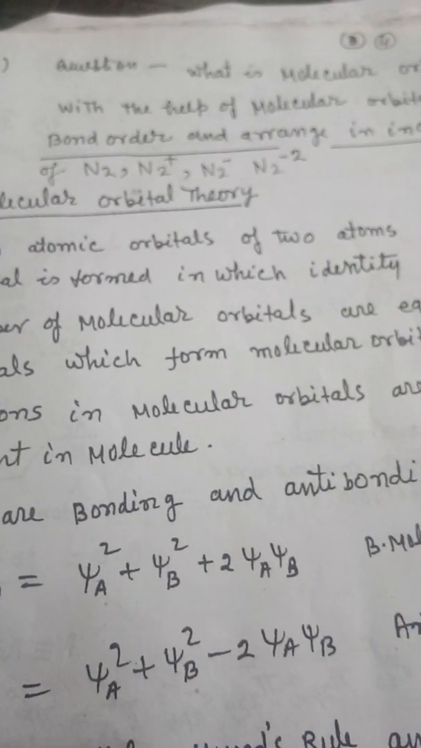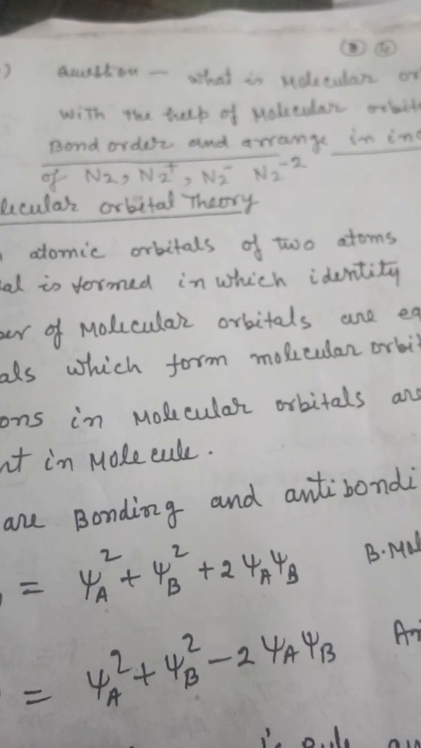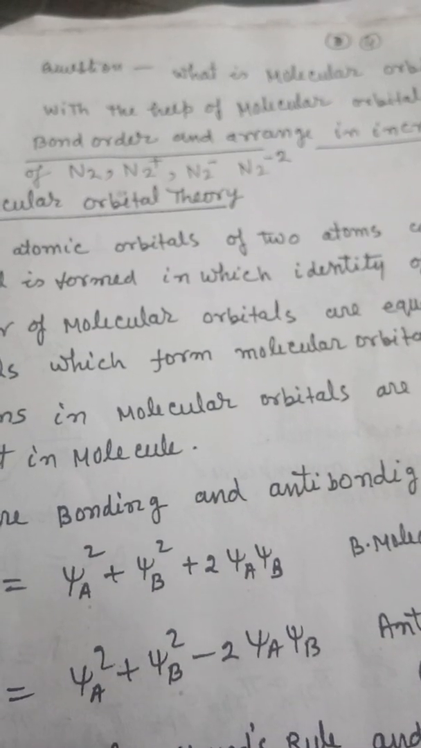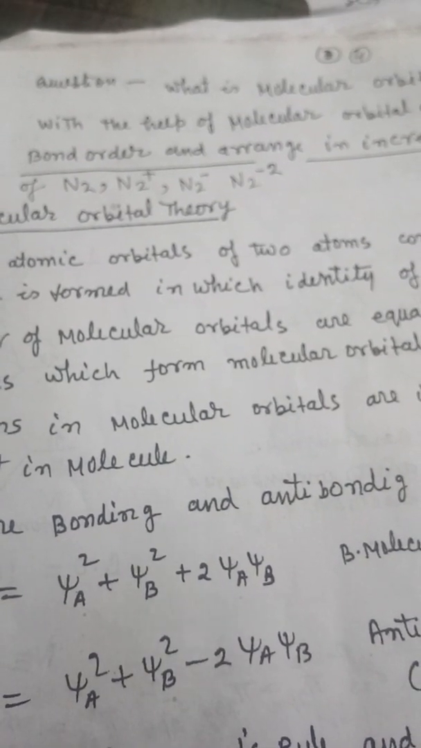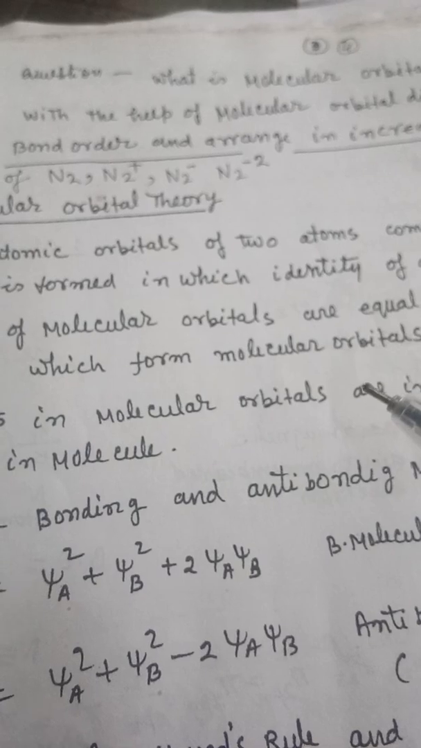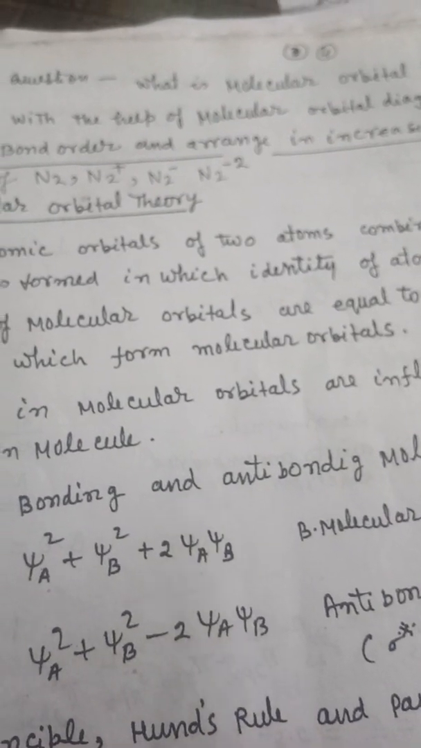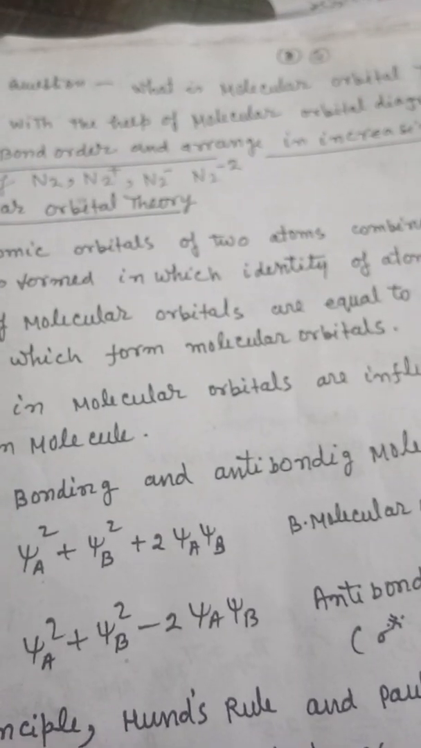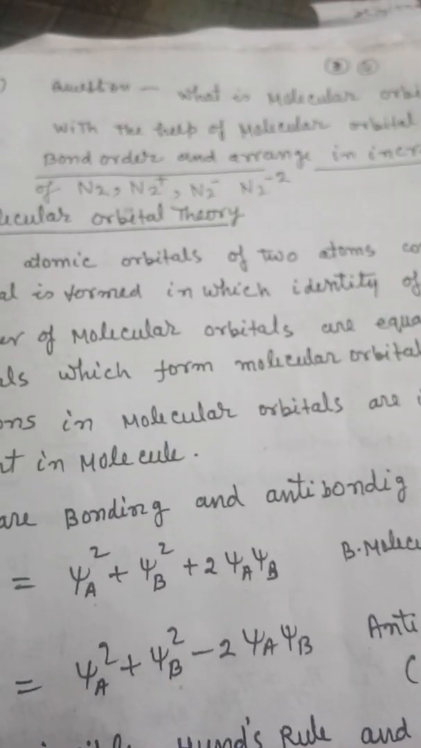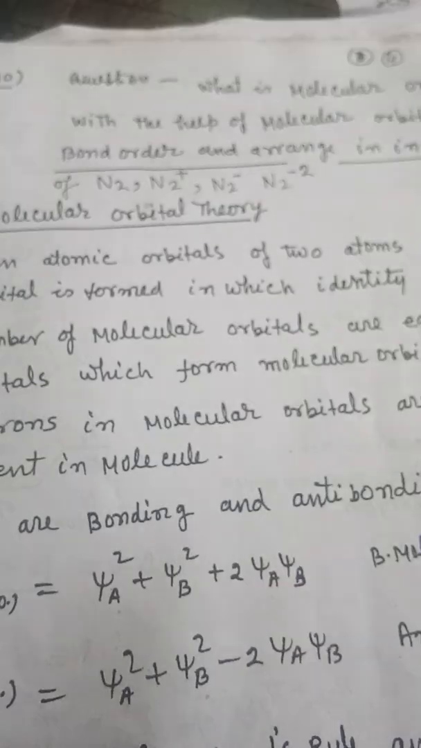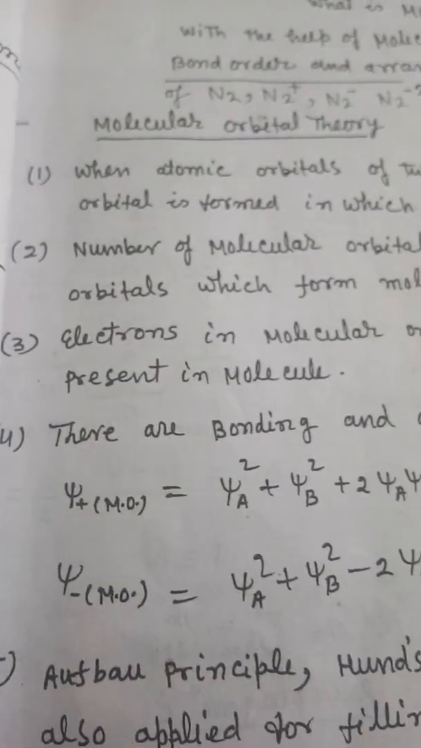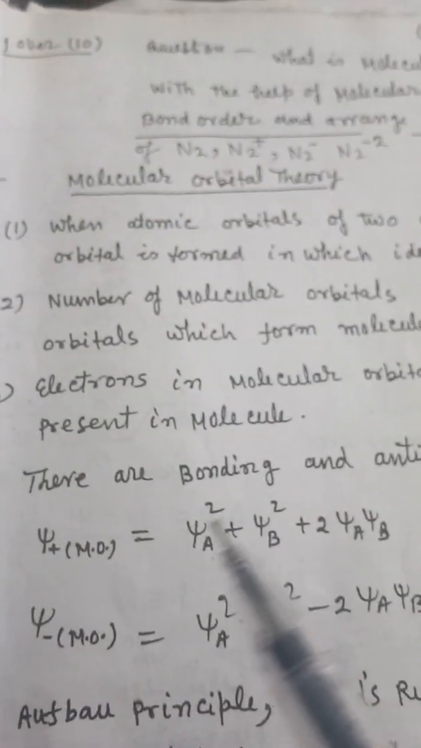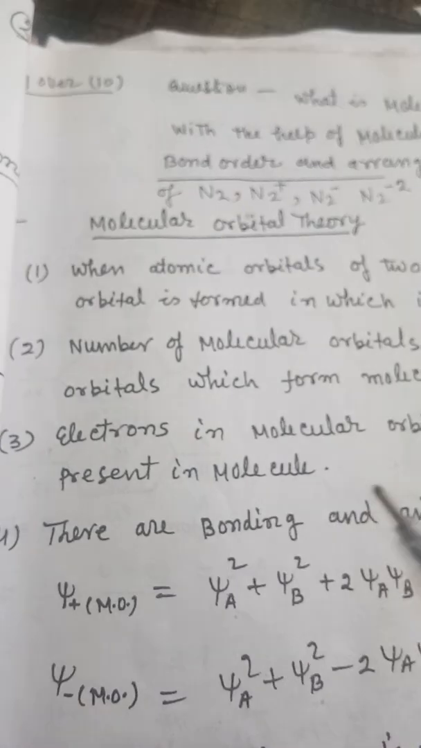We know that two molecular orbitals are formed, bonding and anti-bonding: either sigma bonding or sigma star anti-bonding, or pi bonding or pi star anti-bonding molecular orbital. So these two types of molecular orbitals are formed by the combination of atomic orbitals. Now another question arises.